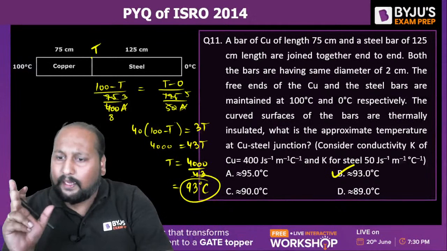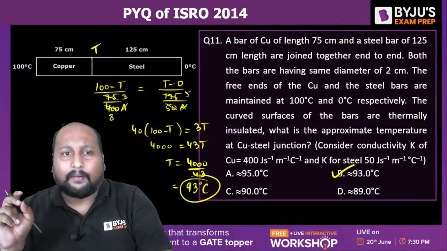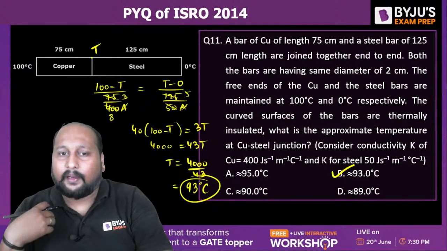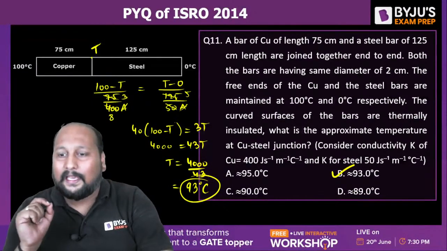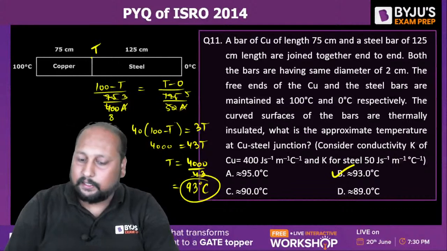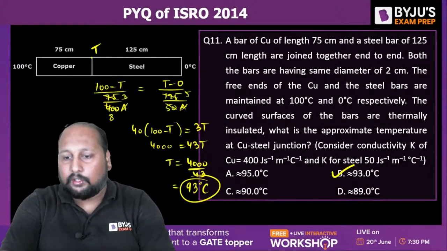Okay, B, very good. So two confirmation from your side, one confirmation from my side. So total three confirmation. Ramesh Mohan also confirmed. So option B is the correct answer, 93 degrees Celsius. Let us proceed to the next question on the screen.